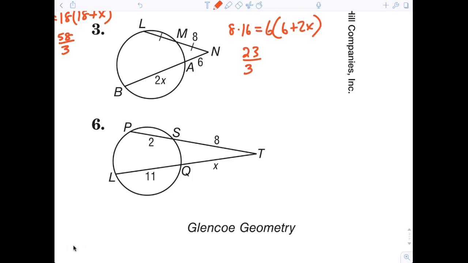Tell me how to do this on the calculator. Do 8 times 16. Then you do times 6 minus 6. No. Where's the divide? Why is it divided? Because you're reversing it. That's exactly right. That's 6 times that. So to undo the multiplication, we divide. And then convert it to a fraction and make sure you're getting 23 thirds.